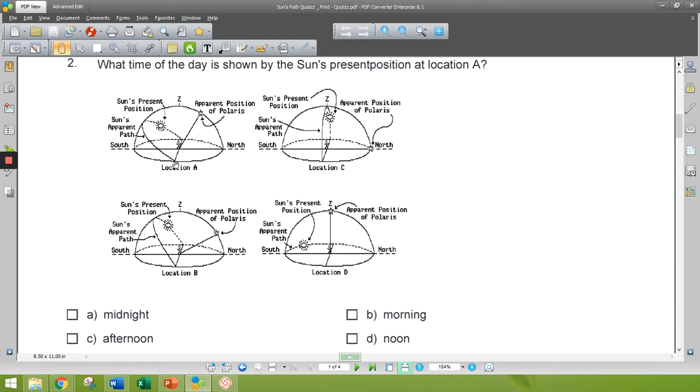So if the sun is rising in the east and setting in the west, the sun is definitely closer to setting than rising. So I could go ahead and eliminate morning. I'm going to eliminate midnight because that doesn't make sense. The sun's not out at night, at least at this latitude. Maybe in other places, but not where this location is. I'm going to eliminate noon also because at noon, the sun would be right around here. So the answer to this question has to be C, afternoon.